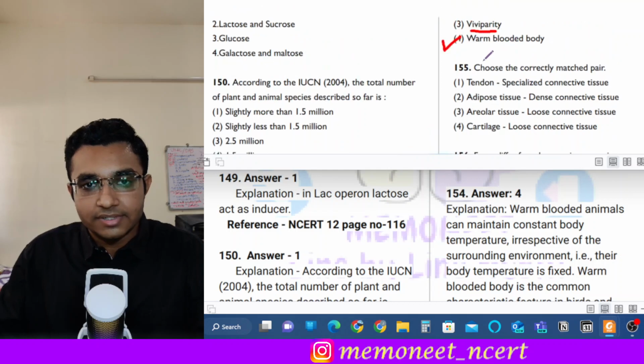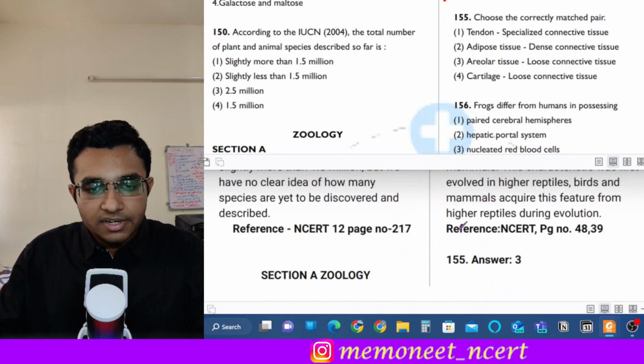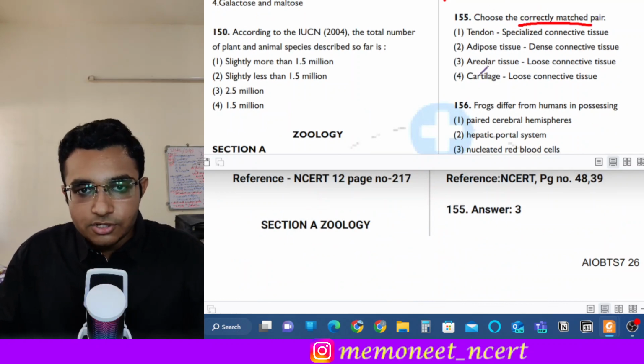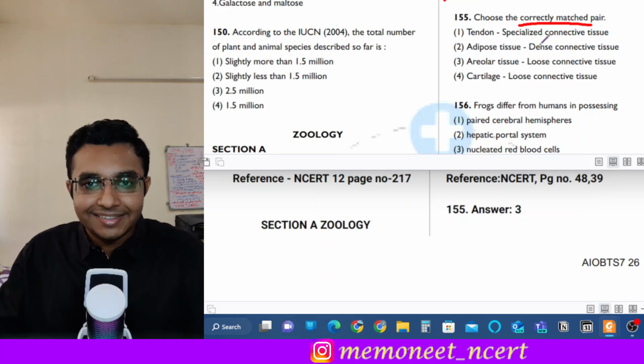So option 4 is correct. Moving on to the next question, question 155. Choose the correctly matched pair. Okay, so there are different tissues given and you have to identify the correct type of it.